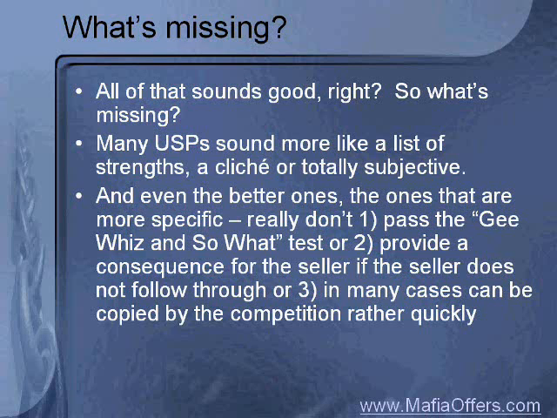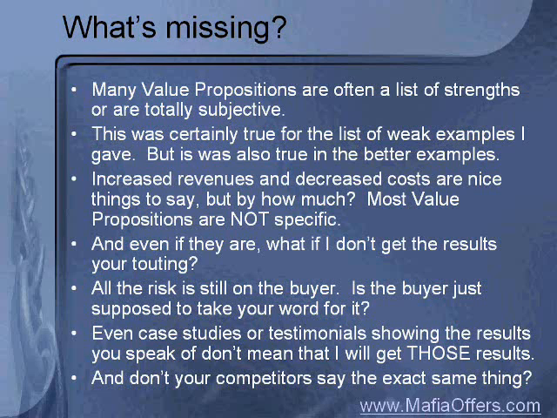Let's look at what else is missing. In many value propositions, they're often a list of strengths or they're totally subjective. And that was certainly true for the list of weak examples that I gave you. But if you look close, it's actually also true for the better examples. For example, increased revenue and decreased cost, those are on the better example list. And those are nice things to say, but notice we weren't specific. By how much? And many value propositions that I've seen are not specific. And even if they are, what if I don't get the results you're touting?